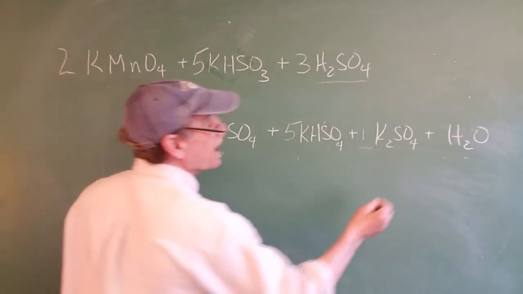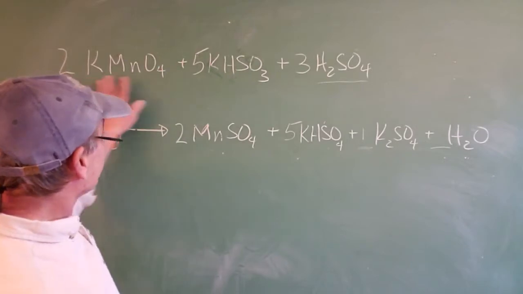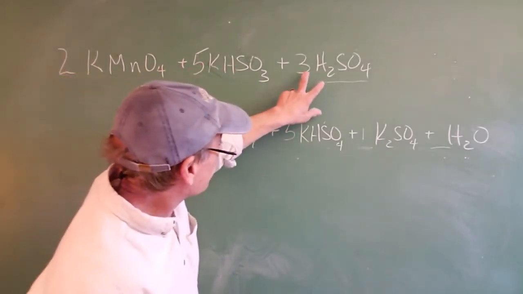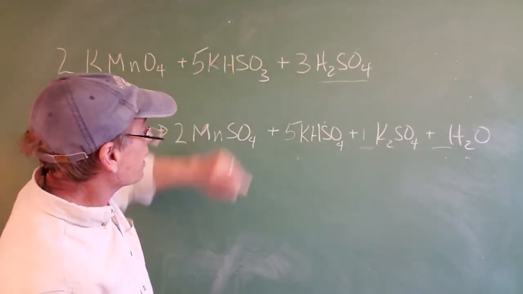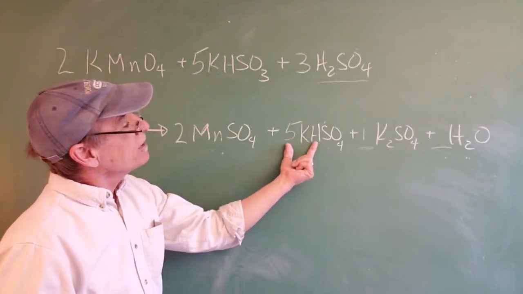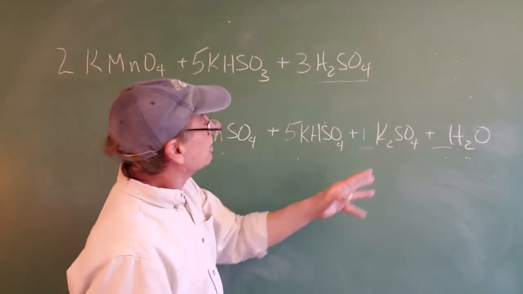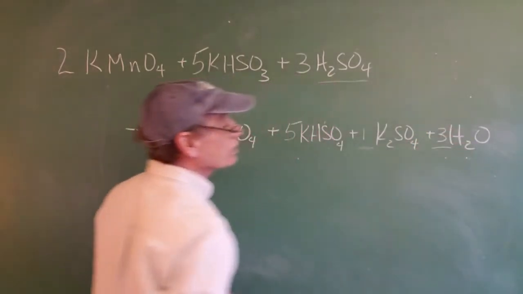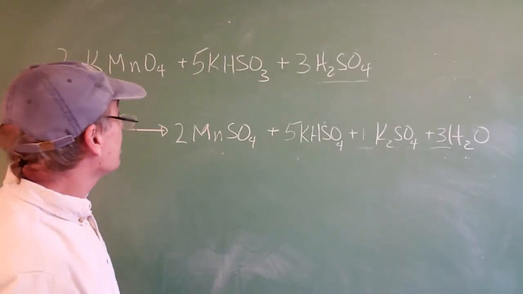The last play I have is water. If I count hydrogens on this side of the arrow, it appears that I've got 5 here, and then here's another 6. So I've got 11 hydrogens on this side. 5 of them appeared here, so that means there's still 6 unaccounted for. That means 3 waters would balance those 6 hydrogens. I'm out of places to play, so hopefully the oxygen's balanced.